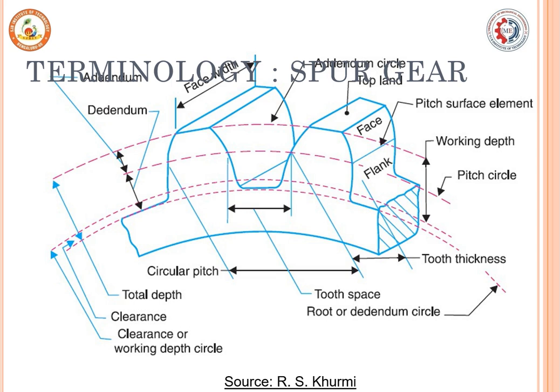All these parameters must be considered. Further, we are supposed to give some clearance so that the other tooth gets engaged in the space. It must be able to engage properly. So there must be clearance or a working depth circle so that the gear is going to advance.